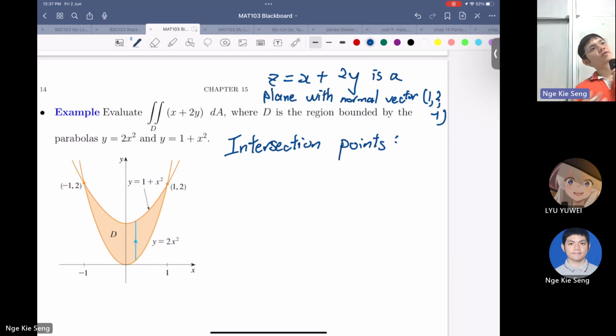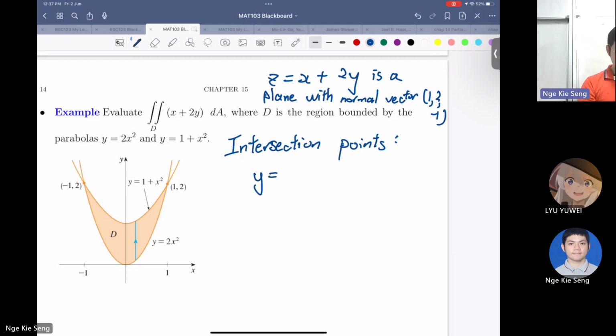Why do you equate two equations when you want to find the intersection? They have the same coordinate, the same height at the point. In geometry, it means this intersection point lies on the first curve and also lies on the second curve. Okay, good.